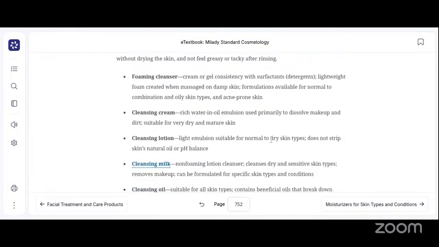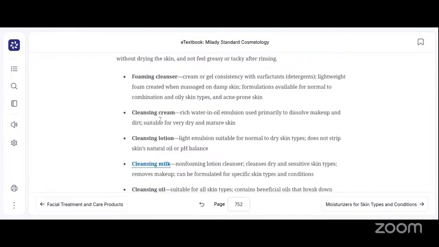Cleansing lotion, a light emulsion suitable for normal to dry skin, does not strip. This is normally what I see a lot of people use. You go into any of your large stores, you're going to see cleansing lotion. You will not see as much cleansing cream, but you'll see cleansing lotion.